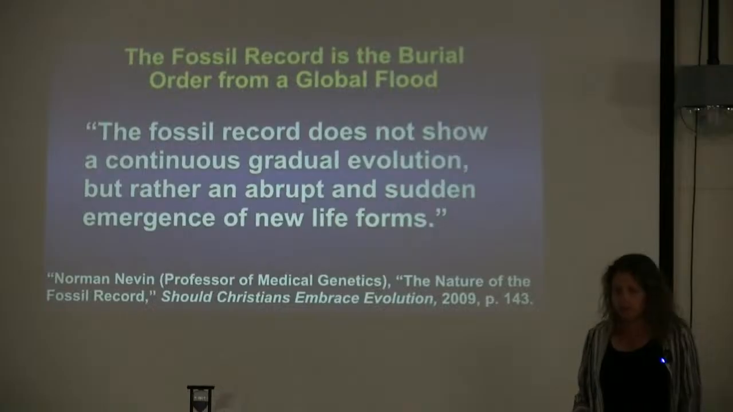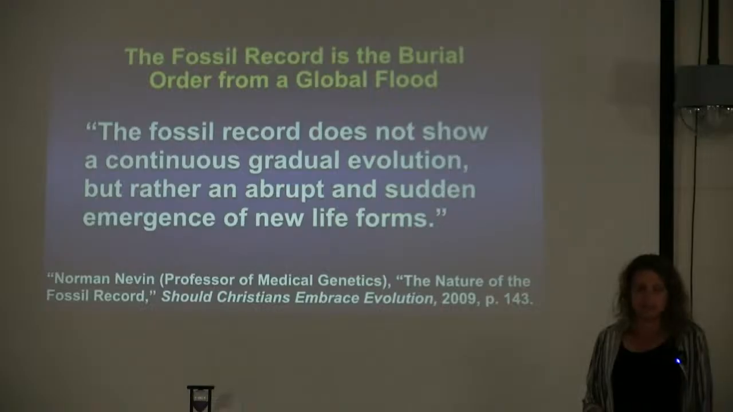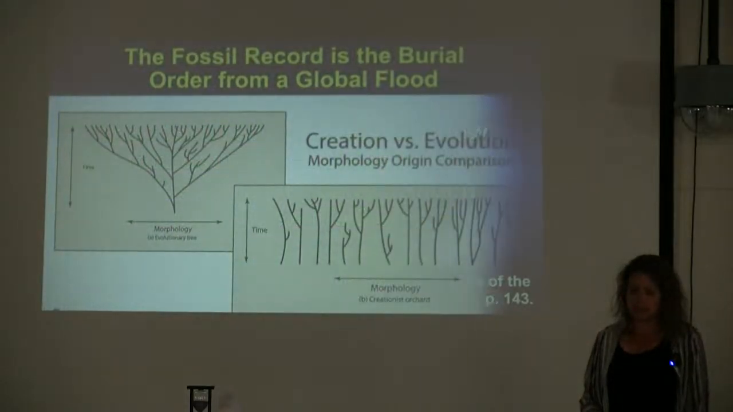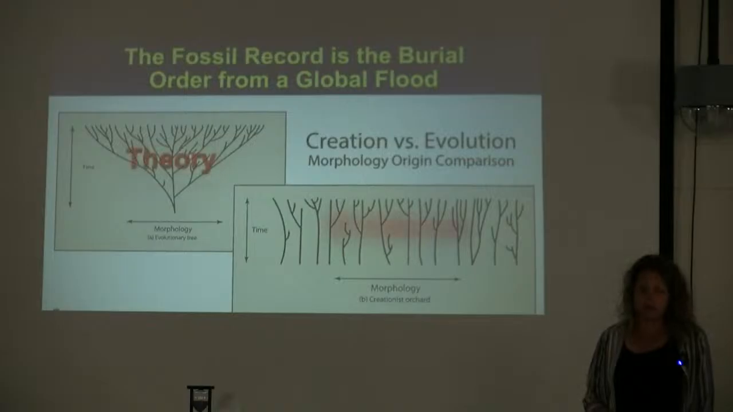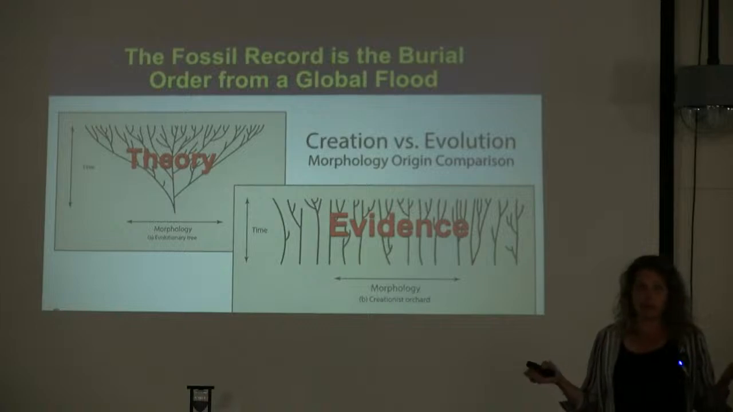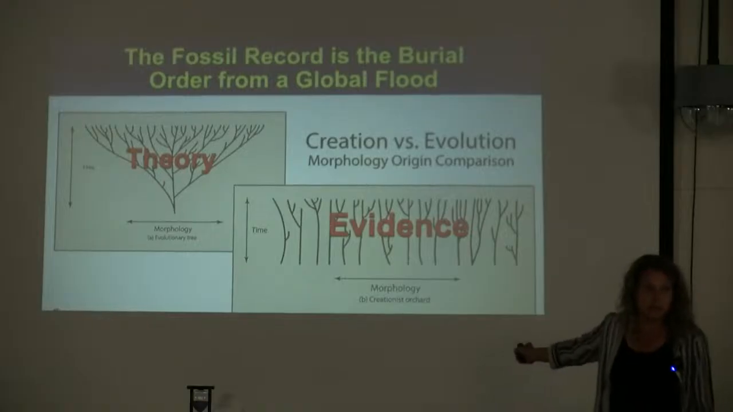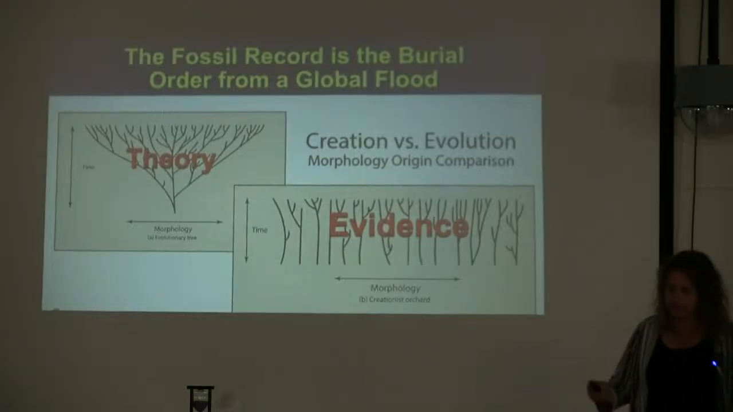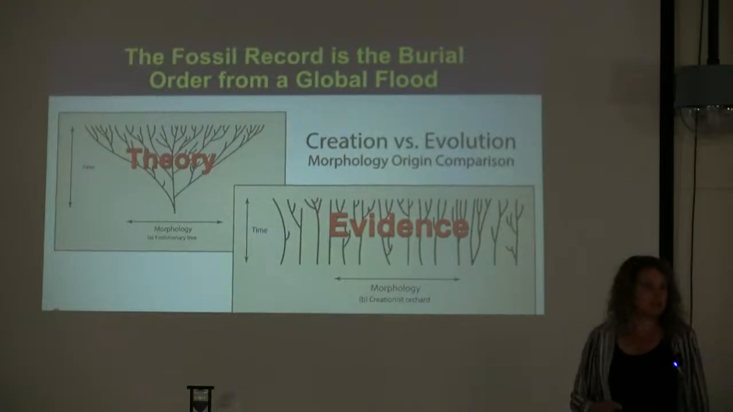The fossil record does not show a continuous gradual evolution, but rather an abrupt and sudden emergence of new life forms. Everybody acknowledges this. So keep in mind when we're talking about these fossils, the theory of evolution should show the tree of life that everybody is shown their whole life from kindergarten on. They're shown that tree of life, but this is the evidence. The picture on the right is the evidence. That is super important to know. The fossil record does not in any way support evolution.